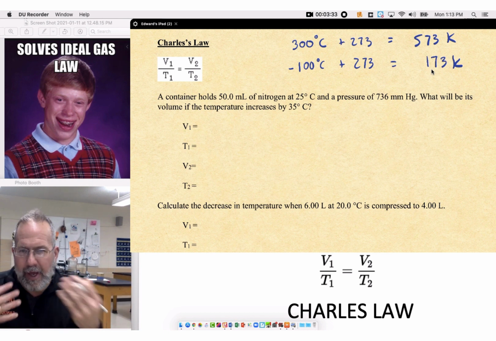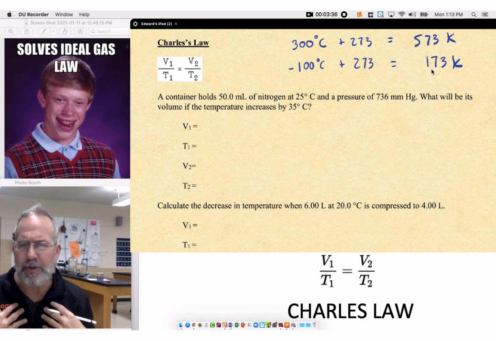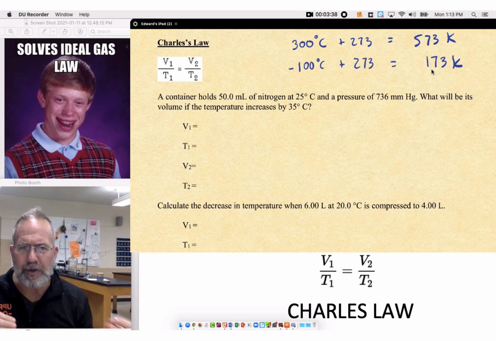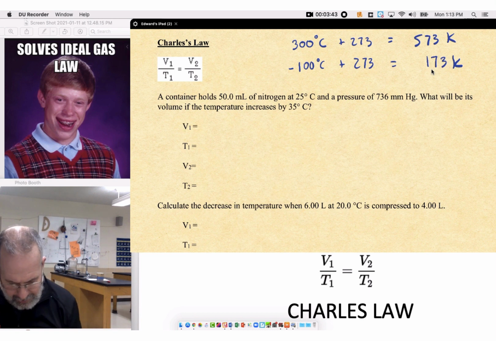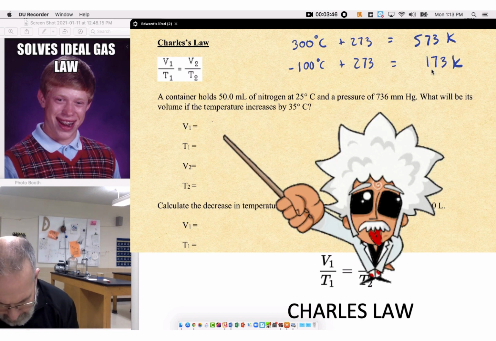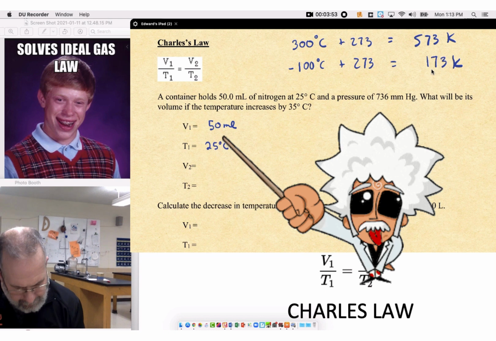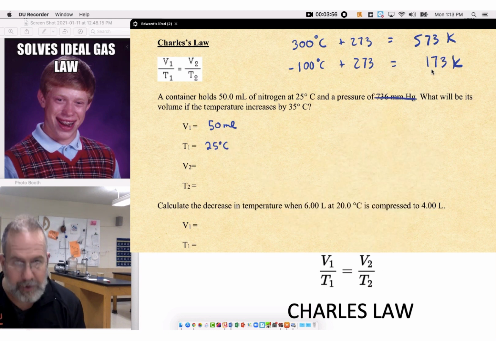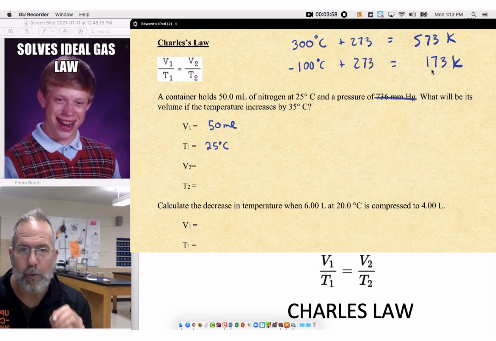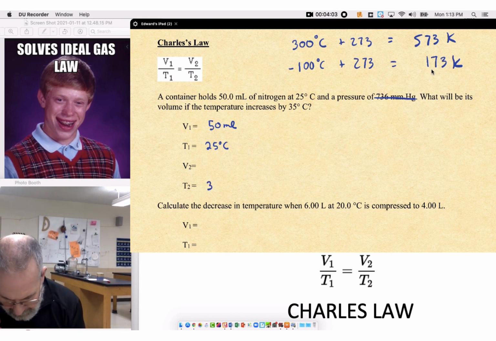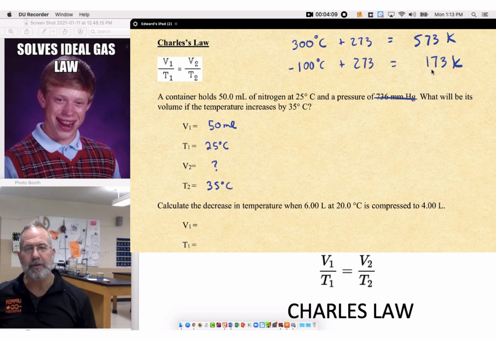So we threw in some extra information here that we don't need, because there's no second pressure. So we're not going to say that the pressure is going to stay constant. We don't need to list it. So let's get this in the right spots. I'm going to call V1 50 milliliters. T1 is 25 degrees Celsius. We do not need the pressure because it doesn't really ask for it. What will be the new volume if the temperature increases to 35 degrees? All right, and we're looking for the new volume. So there is the given.